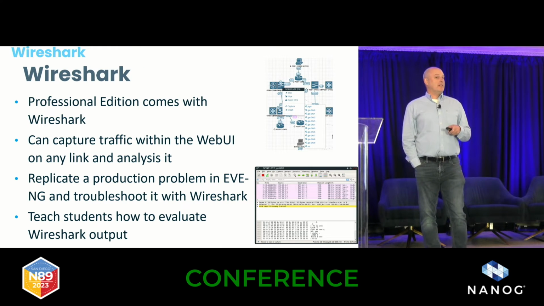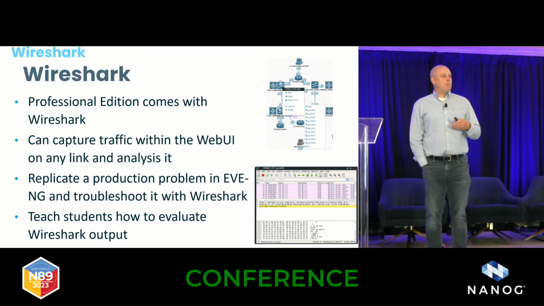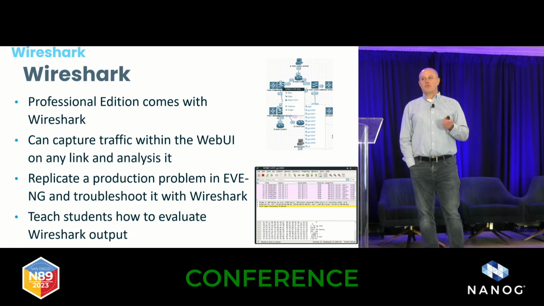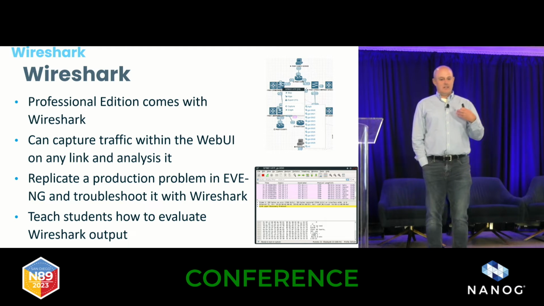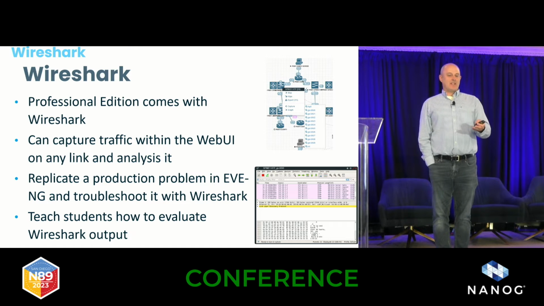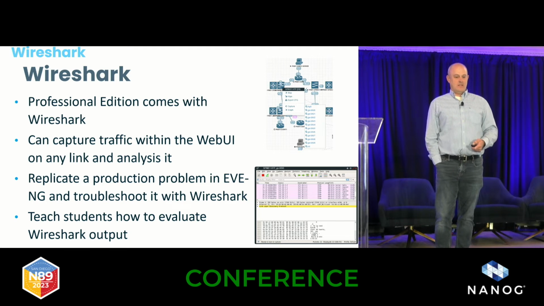The Professional Edition has some features, one of which is Wireshark. If you're trying to replicate something or you want to understand something a little deeper, you can build that topology, and within the web UI, you just right-click on that interface and choose capture. It's actually going to launch Wireshark in that Guacamole engine, and you can troubleshoot it there. You can download the file and look at things. It's actually a good tool for teaching somebody how to use Wireshark with a known good traffic pattern that you can recreate.